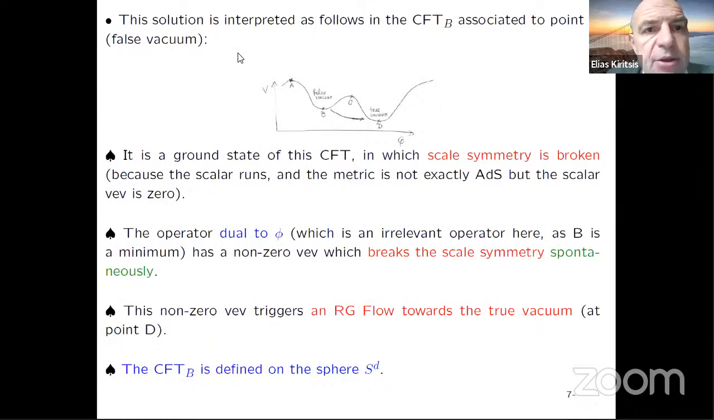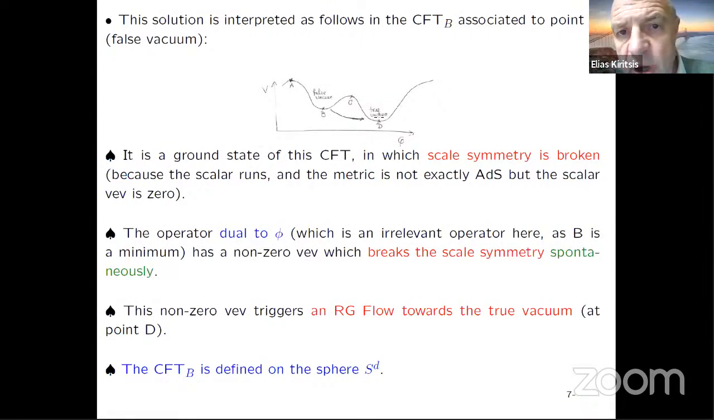So the instanton solution is interpreted as follows from the point of view of the conformal field theory that is sitting at the false vacuum. It is the ground state of this conformal field theory in which scale symmetry is broken because the scalar runs, and the metric now is not exactly AdS. However, the scalar phi doesn't correspond to a coupling constant in the dual quantum field theory, because you are at a minimum, so it is an irrelevant operator of the quantum field theory at B, but what it turns on is a vacuum expectation value, and therefore you have symmetry breaking.